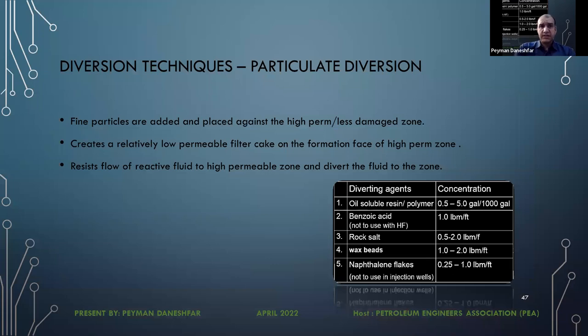Another technique is particulate diversion. These are particles that we send down. This is not the same as the ball sealer chemically, but it does the job of a ball sealer. It goes down and sits on the high-perm zone and again diverts the acid to another zone.